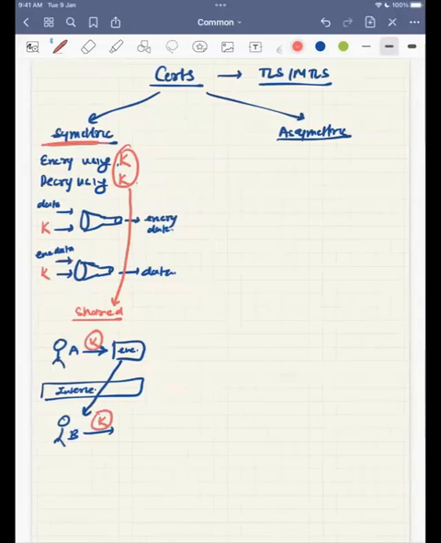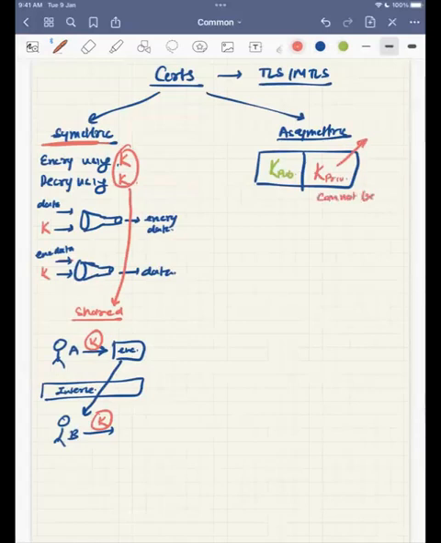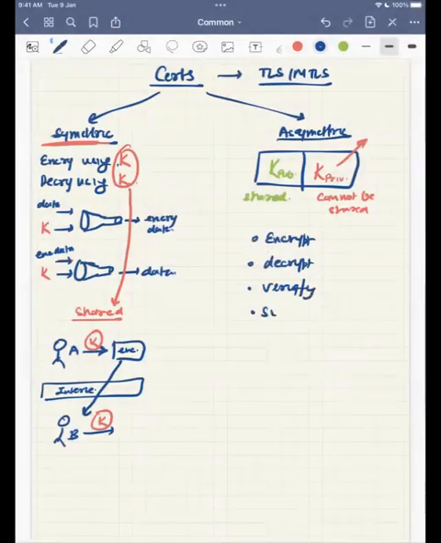Now in asymmetric, there are two things. One is key public and this is key private. Whatever I represent in red color is private, and whatever I represent in green is public. So this cannot be shared, whereas this can be shared. In this there are four operations that we have: encrypt, decrypt, verify, and the last one is signature.